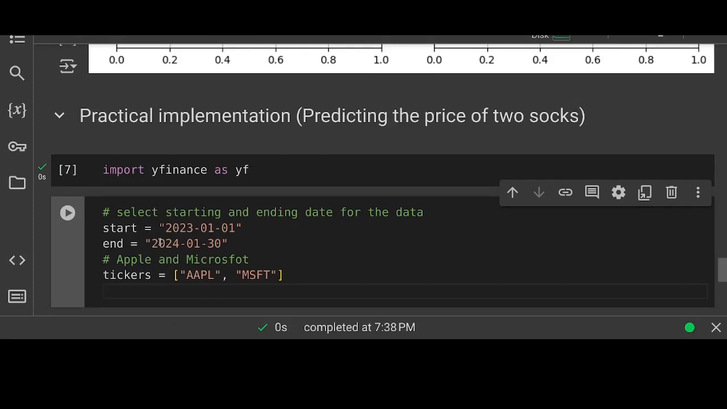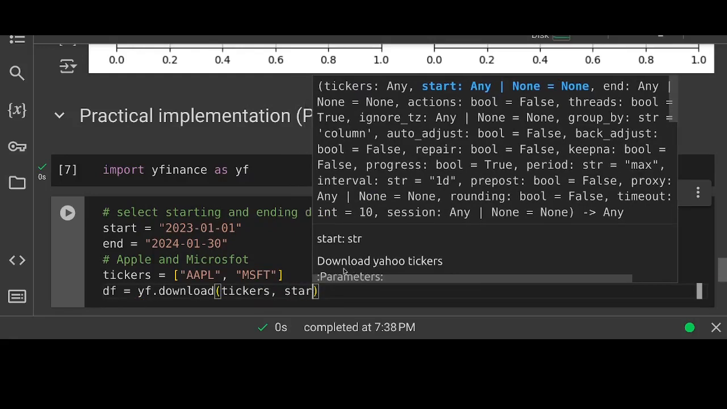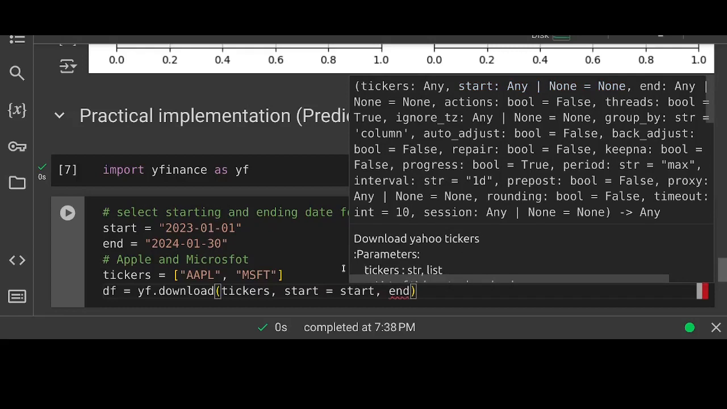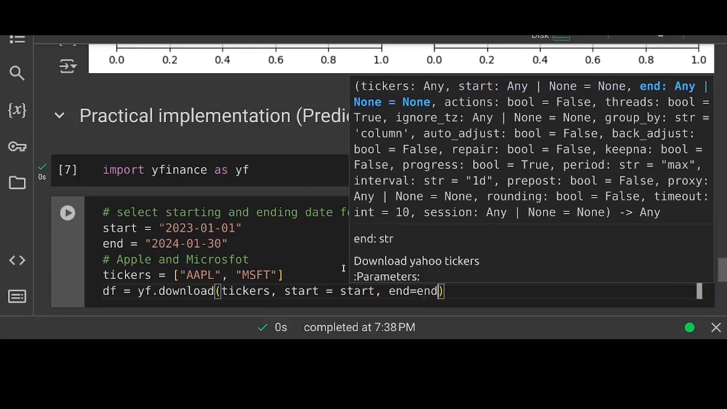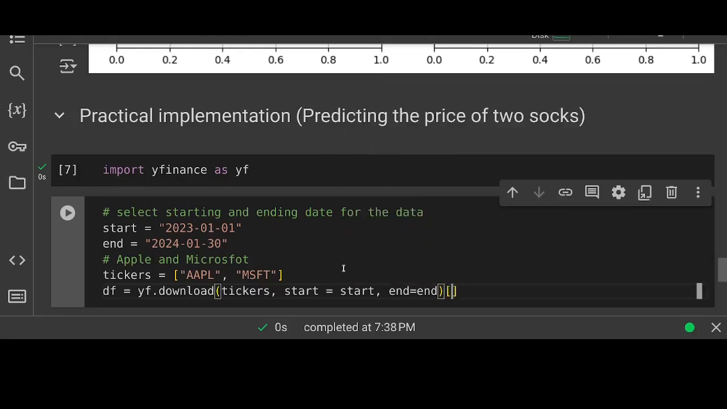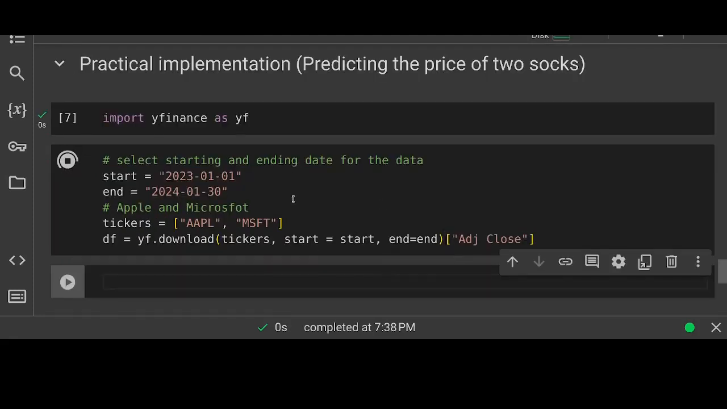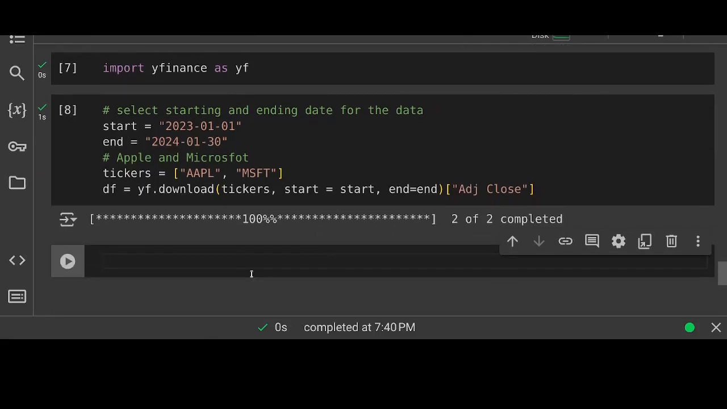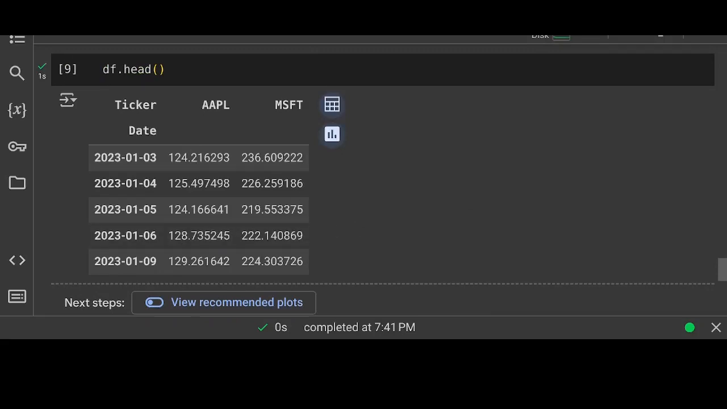Now we download the data and store it as df, for the tickers from the starting date up to the ending date. But we download only the adjusted close price. So downloading is complete. Let us observe what this data looks like. The first 5 entries. So this is our data.